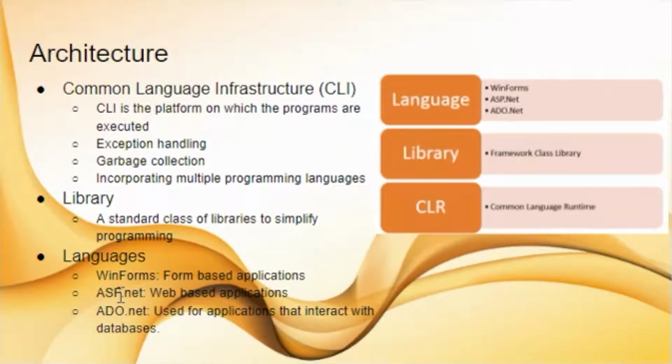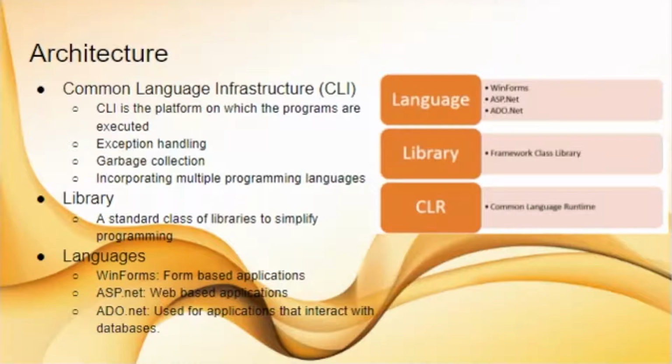According to the documentation on .NET, there are three main sections of the framework's architecture: language, library, and common language runtime. Language is not referring to common programming languages like Java, Python, C++, etc. Language, in this case, refers to WinForms, which indicates form-based applications, ASP.NET for web-based applications, and ADO.NET, which is used for applications that have interactions with databases like SQL.